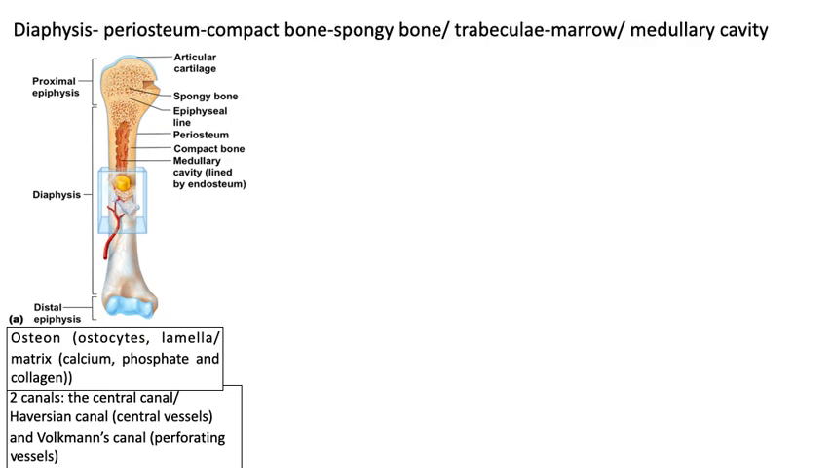So here you can see from the external surface to the internal, you have the diaphysis, you have the periosteum, the external layer of bone, and it is a little bit cartilaginous and bony as well. Deep to it, you have the compact bone, and between the periosteum and the compact bone, there's a thin layer of osteoblast cells. Then deep to the compact bone, you have the spongy bone or the trabeculae, and then you have the bone marrow, which fills the medullary cavity.